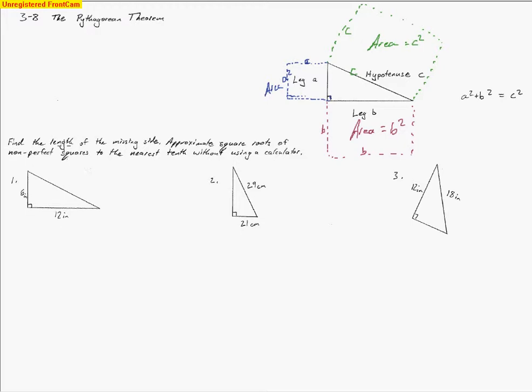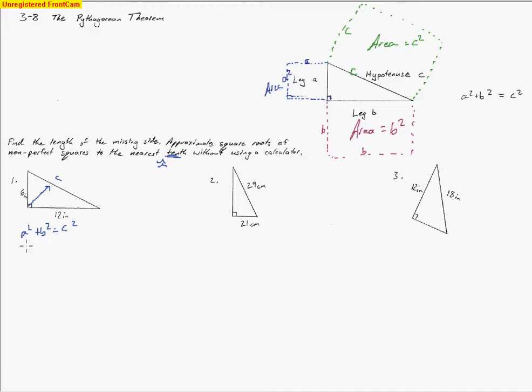What they say to do is find the missing side, and approximate the square roots of non-perfect squares to the nearest tenth. So it's just going to be an estimate. We're just going to go to the nearest tenth. We'll do our best job. The side opposite the right angle is always your C value. So we're going to take our numbers and put them into this formula.